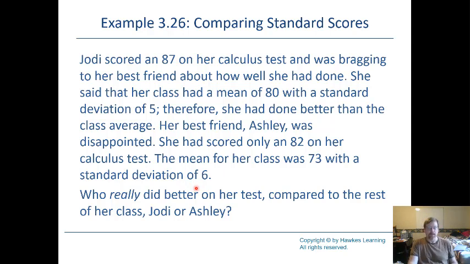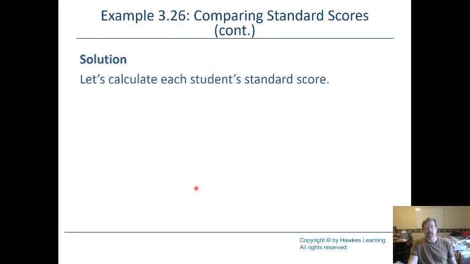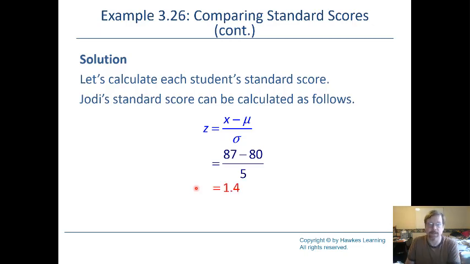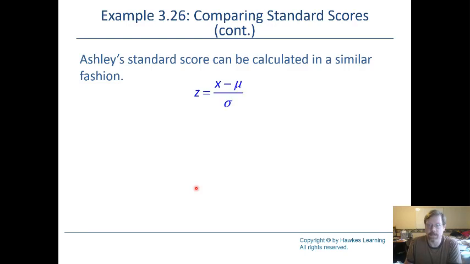So we can calculate the standard score for this. Go ahead and do so and unpause when you're ready to move on. Okay, so let's start with Jody's score. 87 minus 80 divided by 5, which gives us a 1.4. Ashley's score, same formula. So 82 minus 73 over 6 gives us a 1.5.